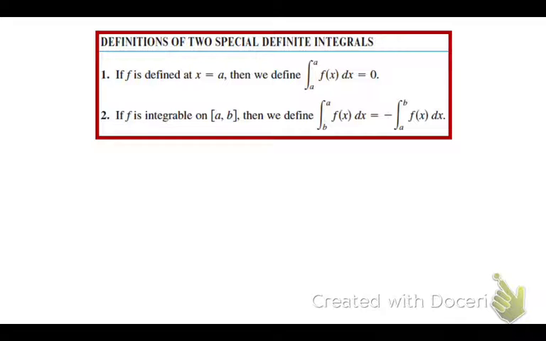Definition of two special definite integrals. If x equals a, and I'm going from a to a, well, how far is that? Not far. Not at all. It's the same number, right? So what would the area under the curve be? 0. That totally makes sense, doesn't it? If you don't go anywhere, it's going to be 0.